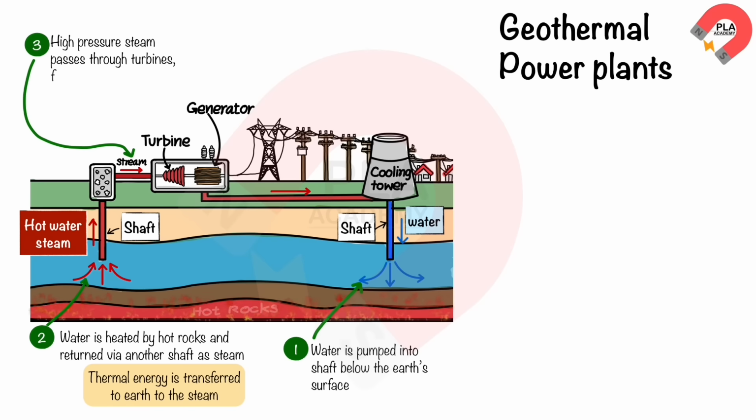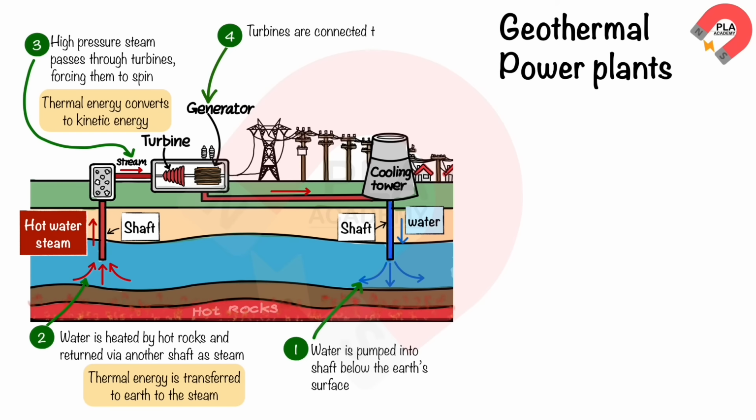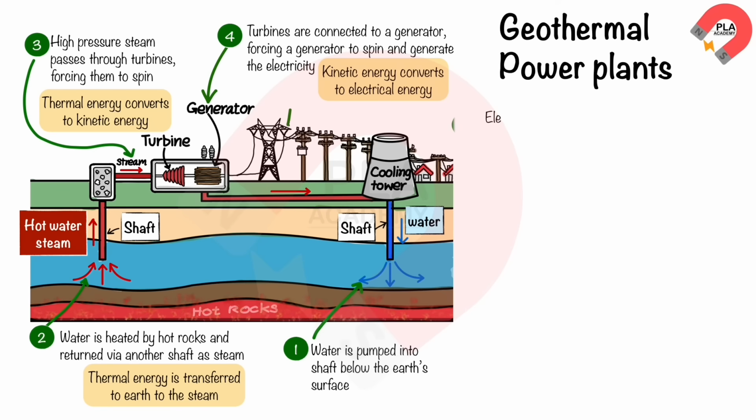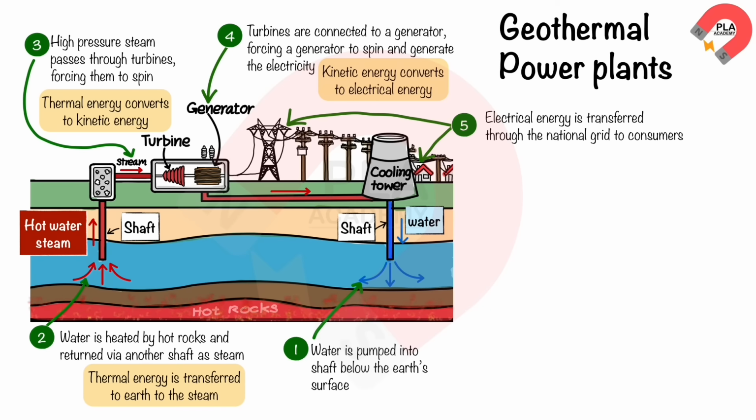The high-pressure steam passes through turbines and forces them to spin. This converts the thermal energy to kinetic energy, which is stored in the turbines. The turbines are connected to a generator, which causes the generator to spin and generate electricity. This converts kinetic energy to electrical energy. This electrical energy is transferred through the national grid to homes or industrial factories.